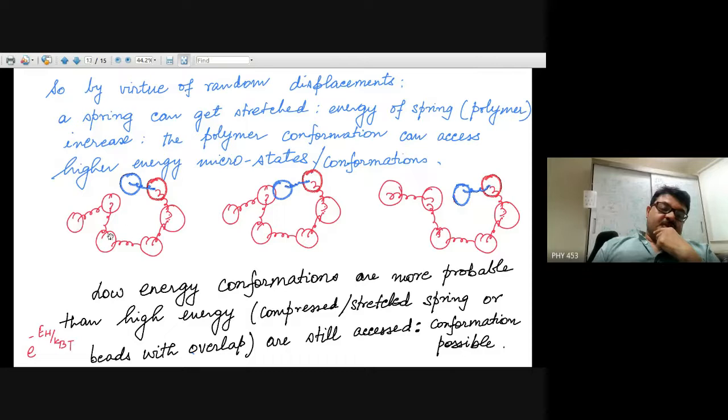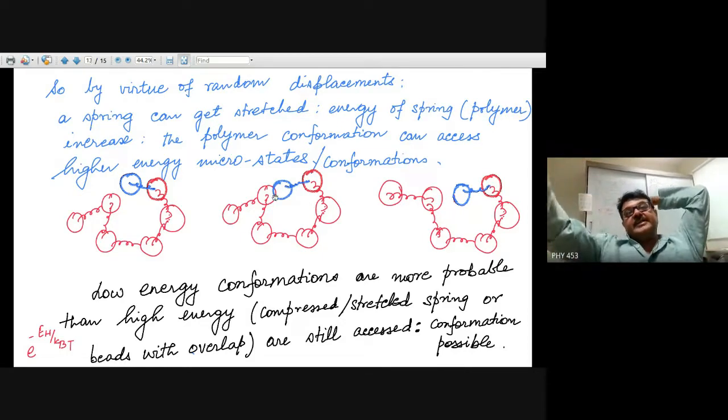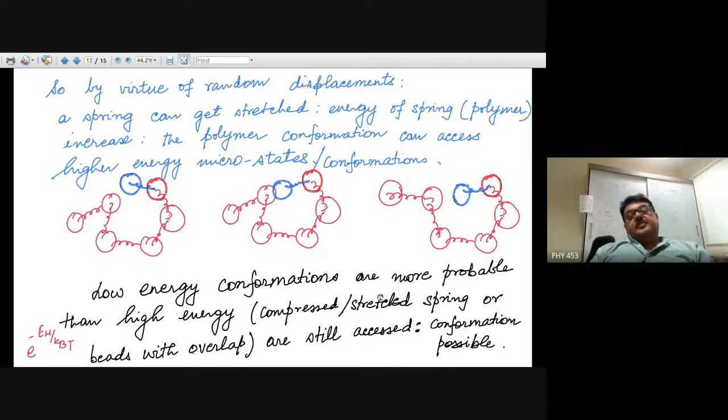So if this was a polymer conformation, due to a random displacement, what could happen is there could be a slight overlap between this red and the blue one. And in the next Monte Carlo attempt, this red particle could move away, because if there is an overlap, that would cost energy. There would be a higher energy cost, right? So low energy conformations are more probable as per statistical mechanics than higher energy conformations. Higher energy conformations would have compressed or stretched springs or beads with overlap, but still high energy conformations or microstates are still accessed. Those are possible. Those are not impossible conformations as allowed by kBT.